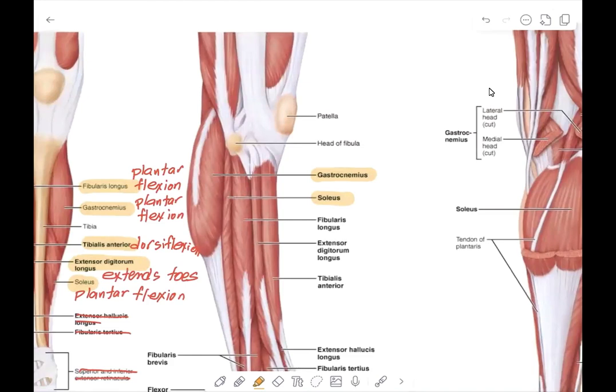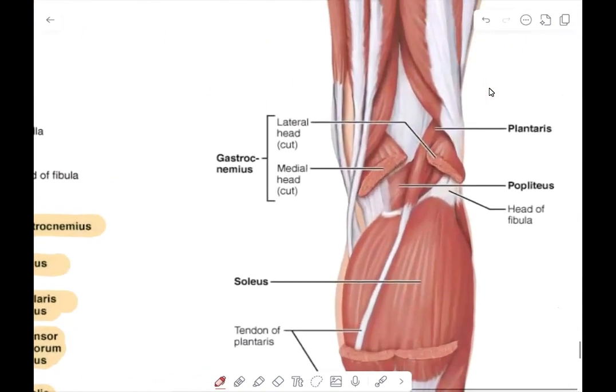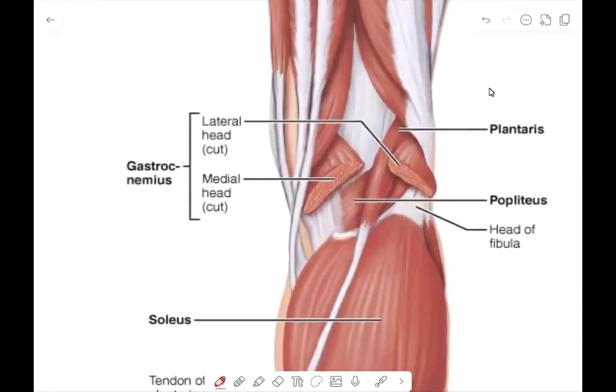On the image that's to the right, we've already talked about the gastrocnemius and soleus. For the fibularis longus, that is responsible for plantar flexion. So we've talked about that. The extensor digitorum longus is extension of the toes. Tibialis anterior is dorsiflexion. And basically the rest of these at the foot you are not responsible for. So I'm going to go ahead and cross them out. For the right side of this image, we have the plantaris and popliteus, which you're not responsible for.